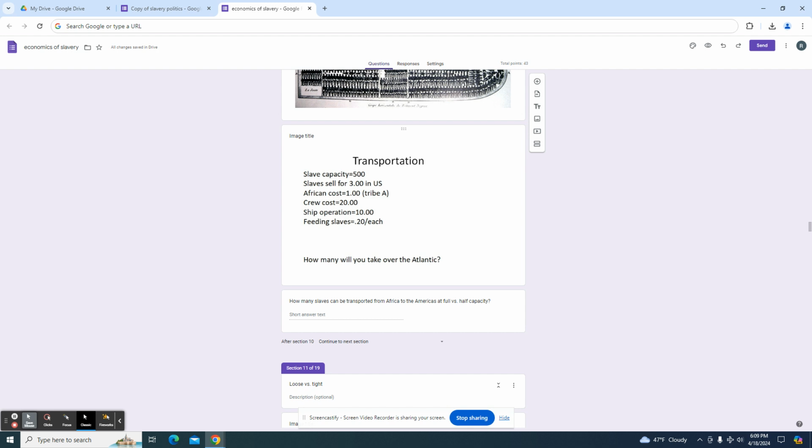But now students are being forced to be put in this position as a transporter of slaves. And as I said before, not everybody's going to feel comfortable about this. But again, that seems to be the point, that they're not looking at these individuals as human beings. They're looking at them purely as cargo.